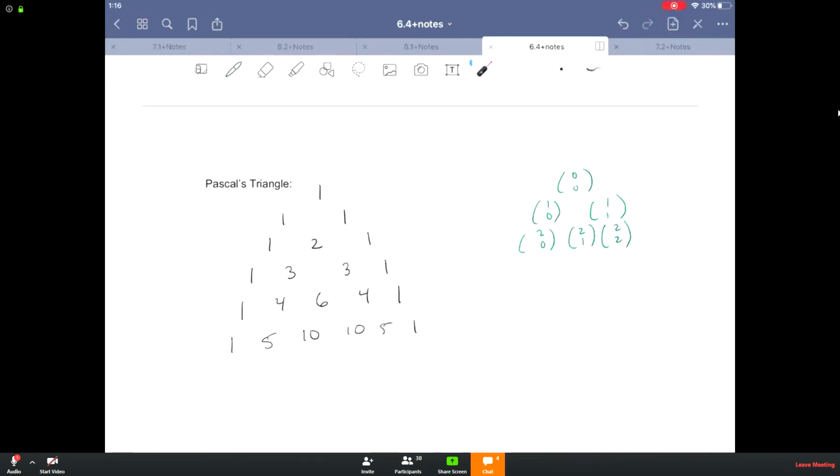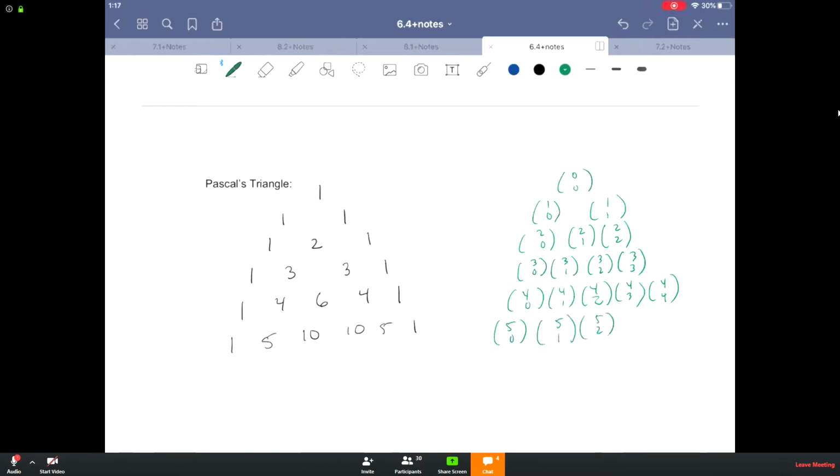Well, 2 choose 0 is 1. 2 choose 1 is 2. 2 choose 2 is 1. Right, the next one, 3 choose 0, 3 choose 1, 3 choose 2, 3 choose 3. All right, you get those. The next one, 4 choose 0, 4 choose 1, 4 choose 2, 4 choose 3, 4 choose 4. Right, and it looks like the coefficients from your binomial theorem. All right, 5 choose 0, 5 choose 1, 5 choose 2, 5 choose 3, 5 choose 4, 5 choose 5. Right, and they're all the same.